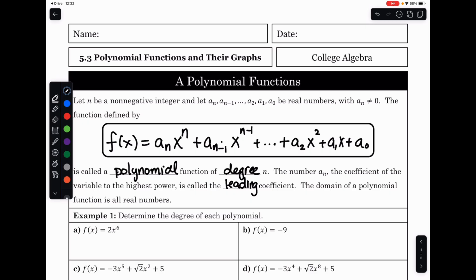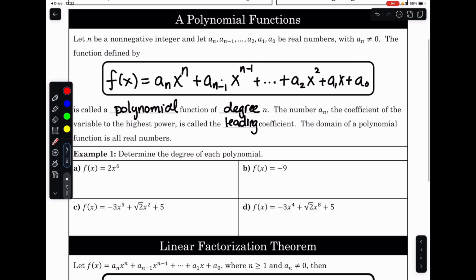Well, like I stated, it's simply identifying what the largest exponent is. Now, in standard form, that term should always be in the front. If we only have one term, well, that makes it simple, because when you have one term, the degree is that exponent there. So this polynomial is a polynomial of degree 6.